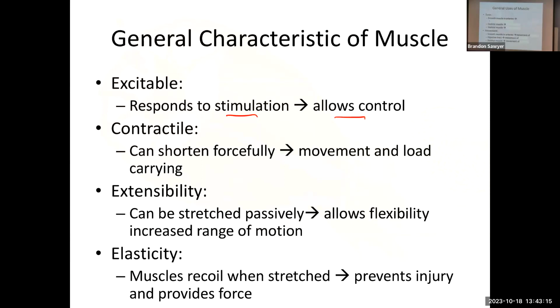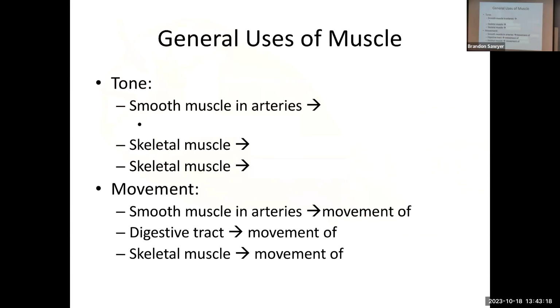Okay, so this applies to all muscle types. A couple general uses of muscle. Number 1, muscle cells can have tone. When we're applying that to smooth muscle cells, for example, in our arteries, so these are little cells surrounding our arteries, the tone that we have is what maintains our blood pressure. If all of our smooth muscle cells in our arteries relax at the same time, you're going to pass out, right? Because all of those blood vessels just got bigger.